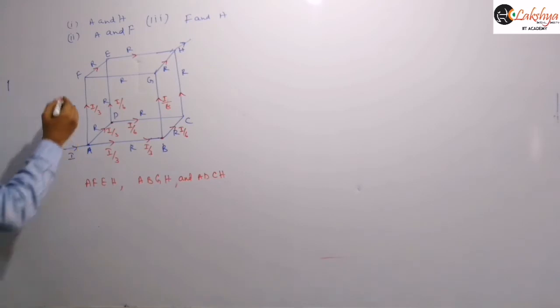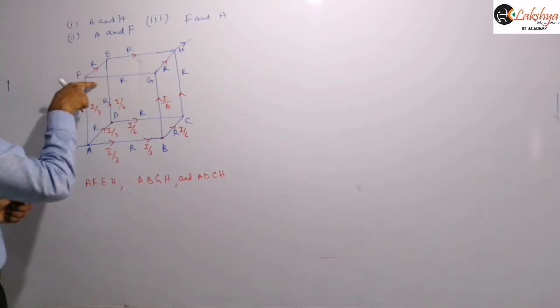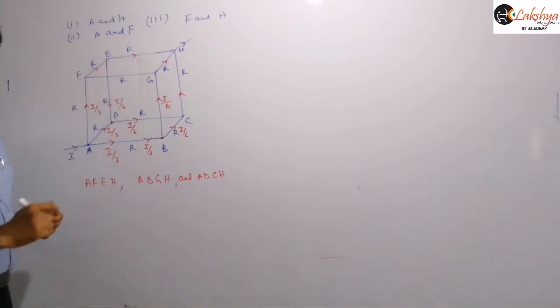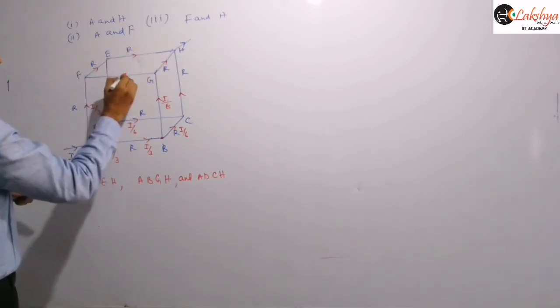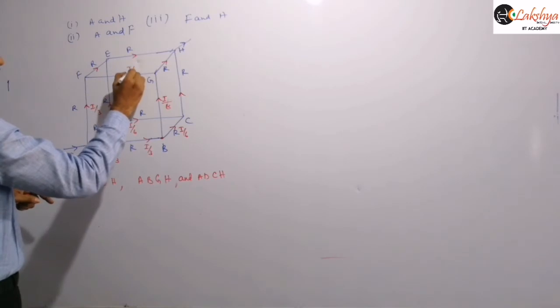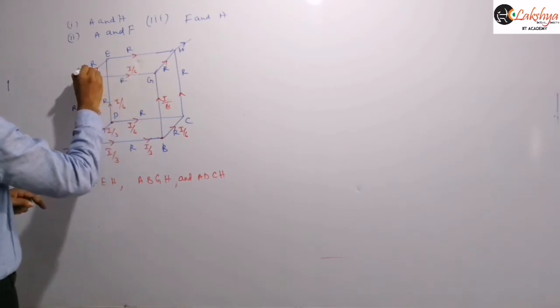And next similarly, directly I am writing here, these two paths are also identical to reach the point H. Clearly you can observe this is one path and this is another path. And so here also current will divide equally, I by 6 and I by 6, right?